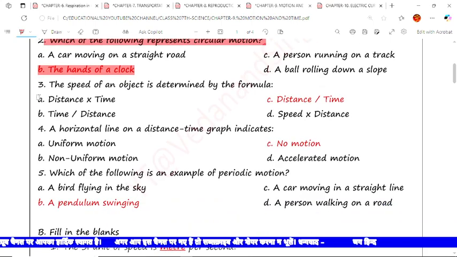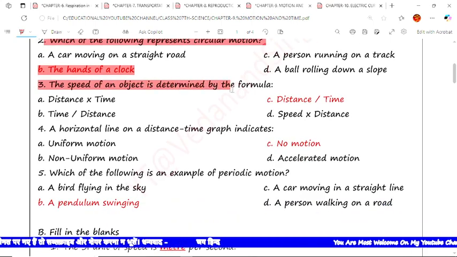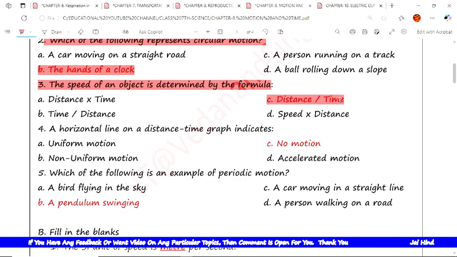Now the next question is: the speed of an object is determined by the formula, means how the speed is determined. The options are distance multiply time, time by distance, distance divide time, and speed multiply distance. The correct option is distance by time. It is used to find out the speed of an object within a certain time for a particular distance.